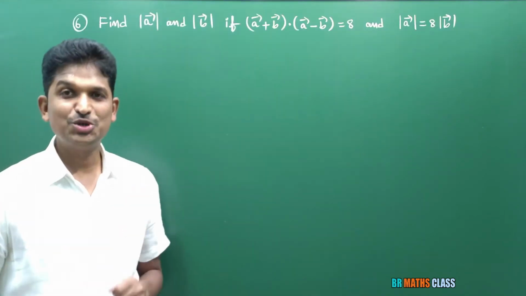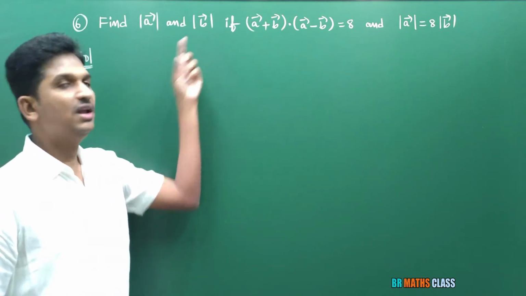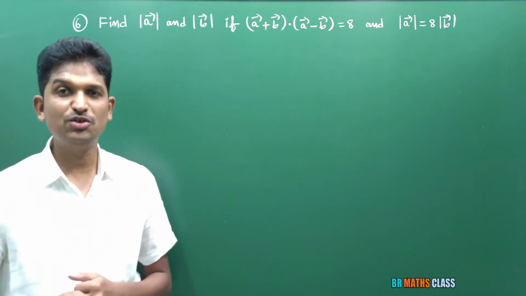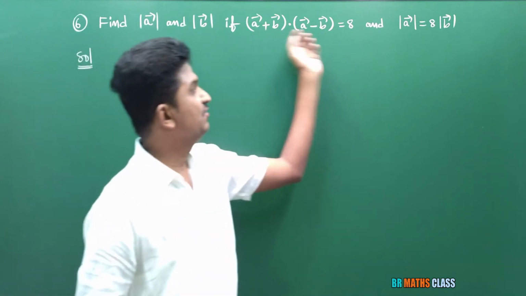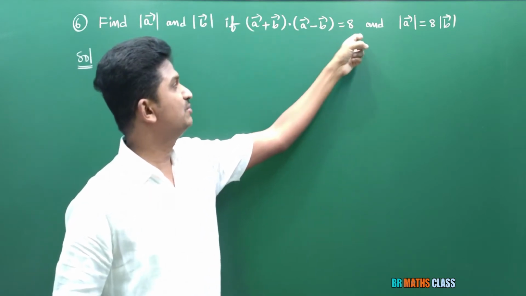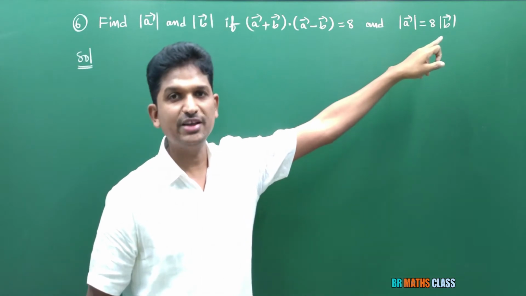You observe the last question for this class. What they are asking? Find magnitude of A bar and magnitude of B bar. To calculate magnitude of A bar and magnitude of B bar, they given this information. They given that A bar plus B bar dot A bar minus B bar is 8 and magnitude of A bar is 8 times of magnitude of B bar.